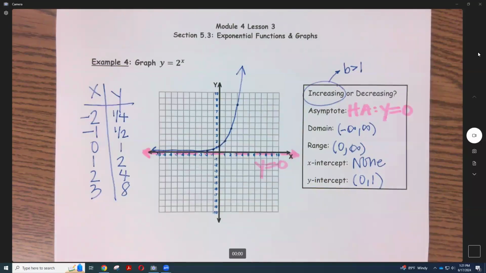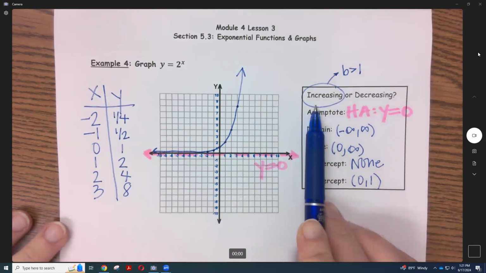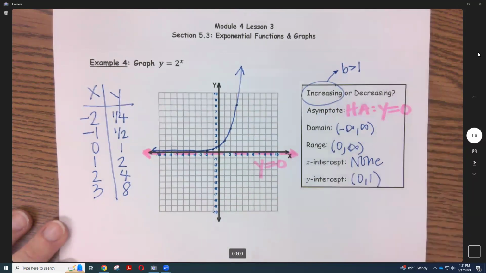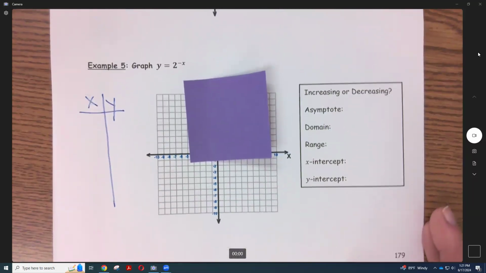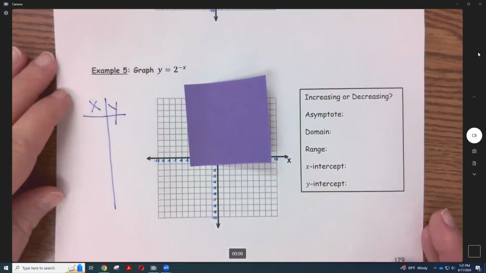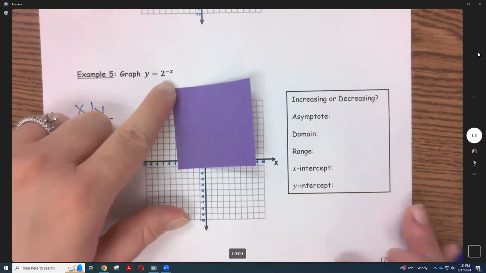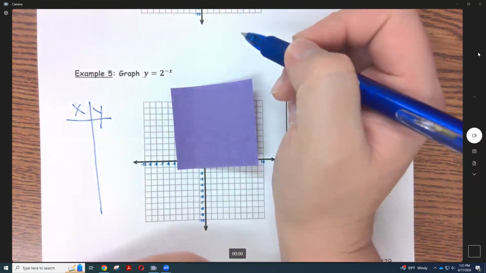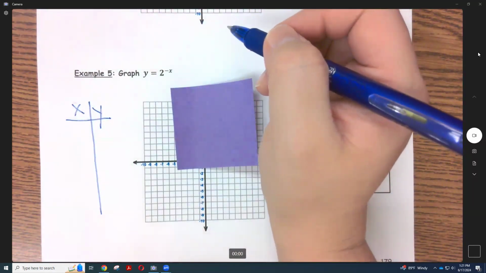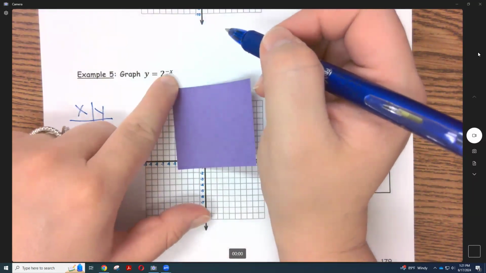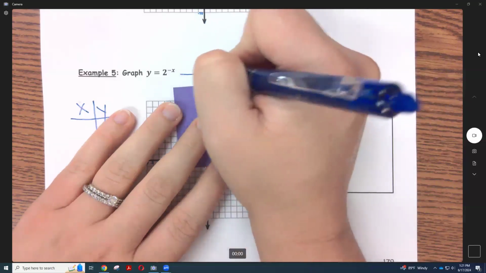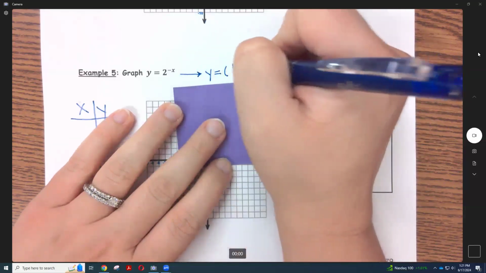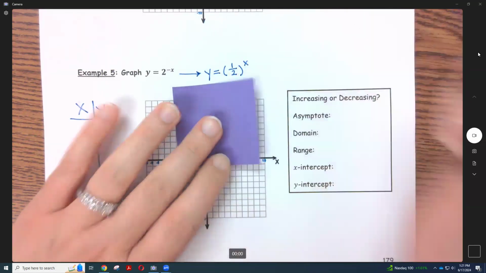We just finished the last video talking about this graph and how we have an increasing graph whenever my base is greater than 1. So let's now graph example 5, which is y equals 2 to the negative x. Now these are almost the same. The only difference is that negative x. Whenever we have exponentials to be in the correct form, we want this exponent portion to be positive. So I'm going to rewrite this as y equals 1/2 to the x power.